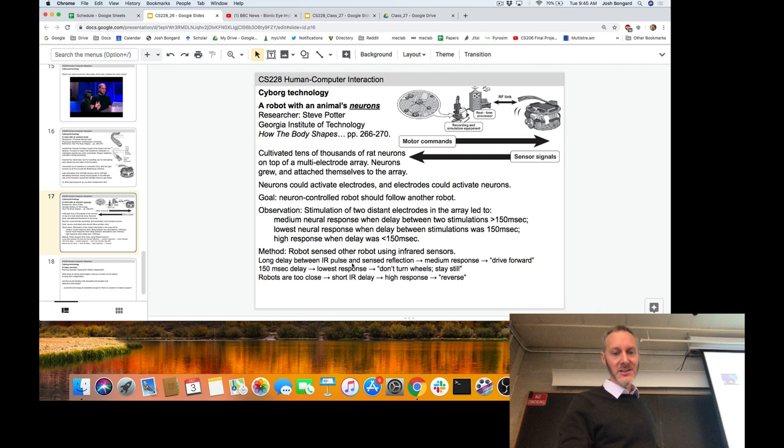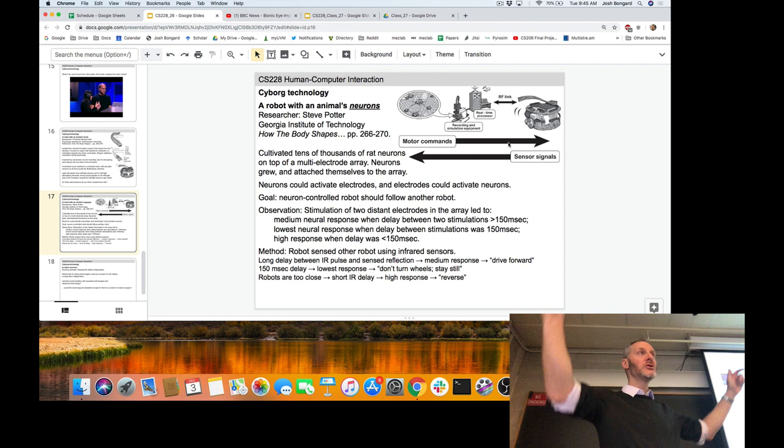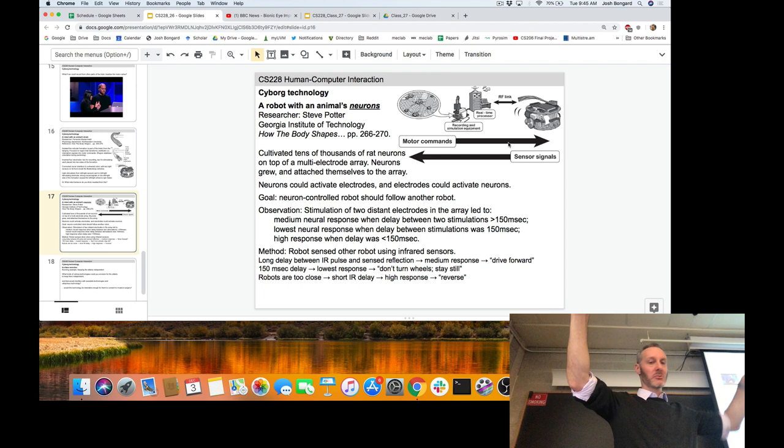So in this case, we have the following robot, the neuron-controlled robot. It's sending out an infrared pulse, not unlike what's in your Leap Motion device in front of it. And if there is a long delay between the emitted infrared pulse and the reflection, that long delay would be supplied to these two electrodes. So the time at which the pulse was sent out and the time at which the pulse was received, which would lead to a medium response from the neurons. So that mean response, the overall activity of the neurons, was just sent to the wheels, which meant that the wheels turned at medium speed and it would just drive forward.